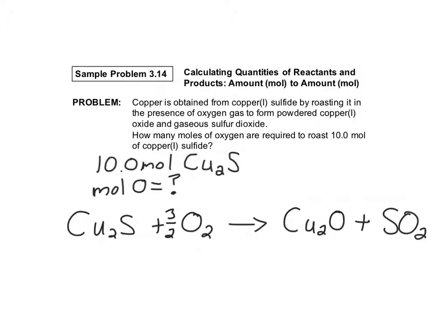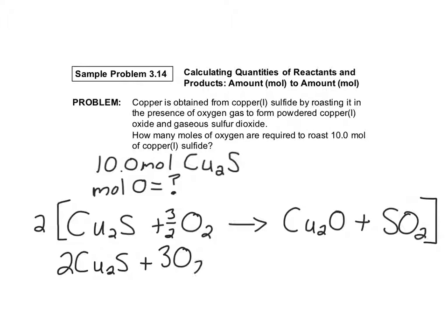Now I have to follow those rules for balancing chemical equations, right? The first one was to translate the statement. The second one was to balance the atoms. The third one is to adjust the coefficients if you have fractions, and we do. So I've got to get rid of that 3 halves. How am I going to do that? Multiply everything by 2. So I'm going to have, for my balanced equation, 2 copper sulfides plus 3 oxygens, right, because 3 halves times 2 is 3, yields 2 copper 1 oxides plus 2 sulfur dioxides.